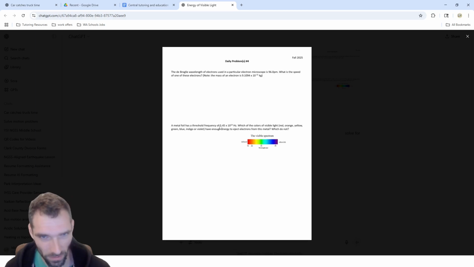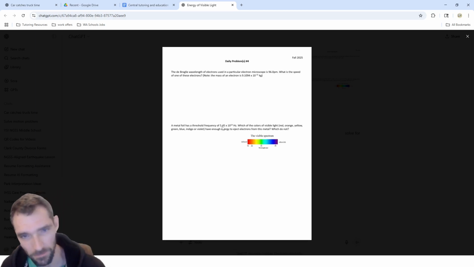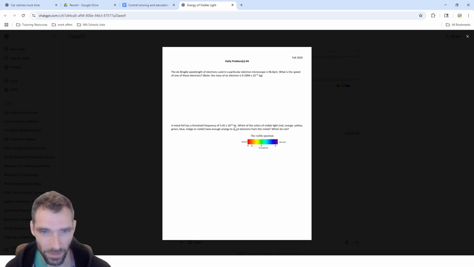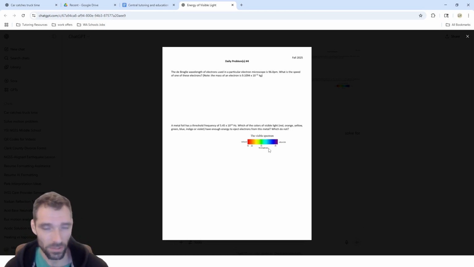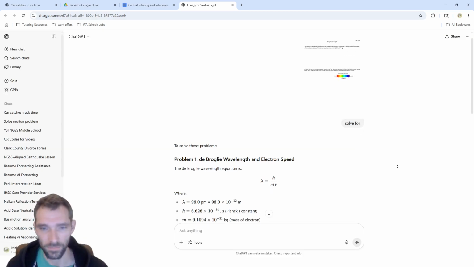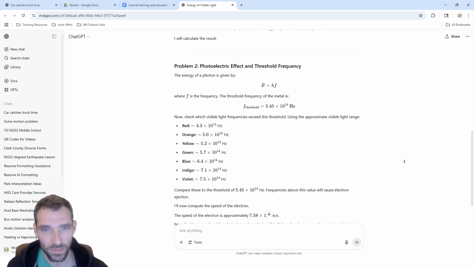It's kind of small, the writing, but they've given us a frequency of some metal foil with that threshold, and we're wondering what light has enough energy to eject electrons from this. So we're asking basically, with that hertz or frequency, what's an appropriate wavelength associated with that, and which things have more energy than that. I'm going to show you how ChatGPT answers the question and then how I would actually go about answering this question. We're really focusing on problem 2 in the worksheet.